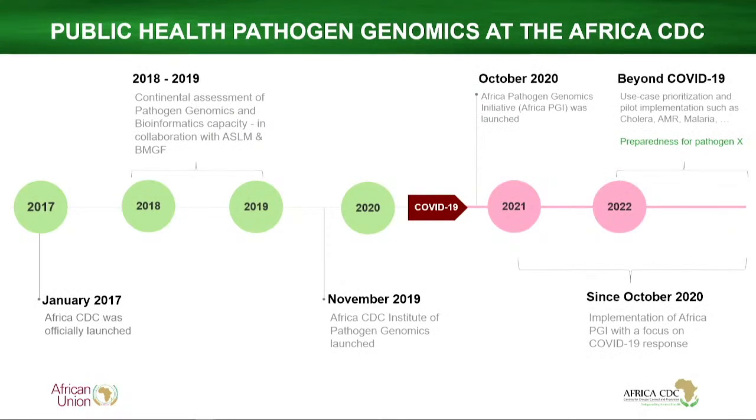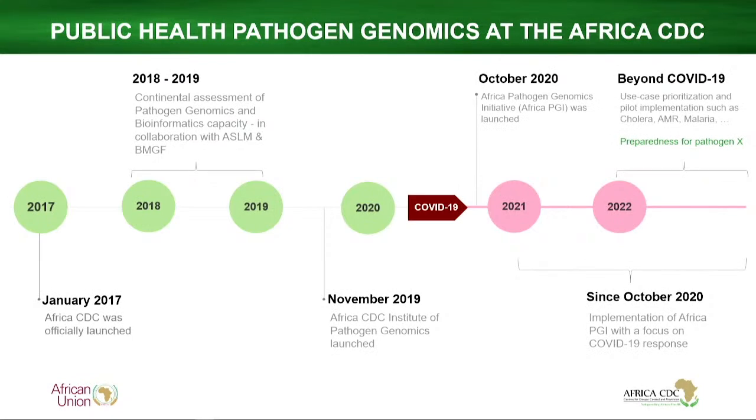Based on the results from this assessment, the Africa CDC responded very quickly. In November of 2019, the Africa CDC launched an Institute of Pathogen Genomics to address the gap in the continent, to respond to the findings of this assessment. 2 months later, COVID-19 was reported. So since the launch of this institute, our work has been focusing on responding to the COVID-19 pandemic.